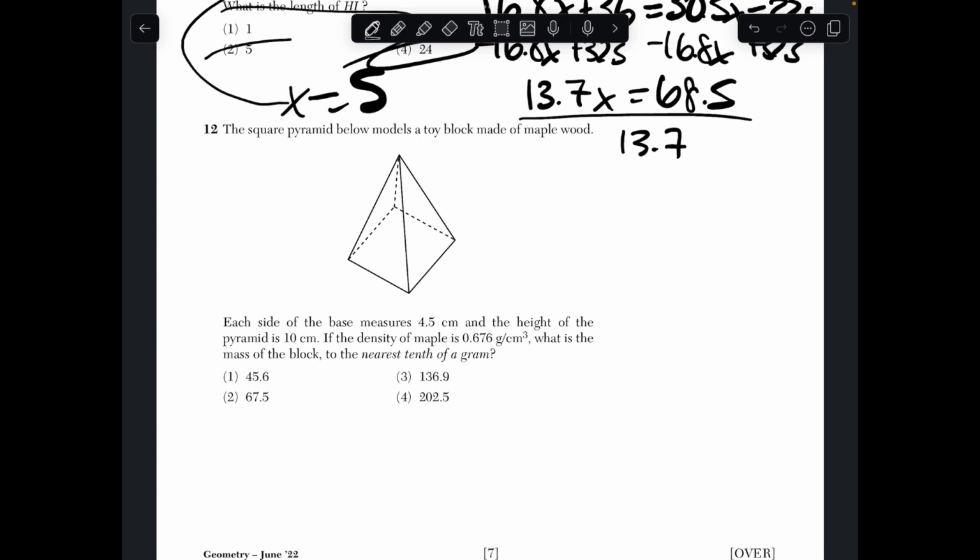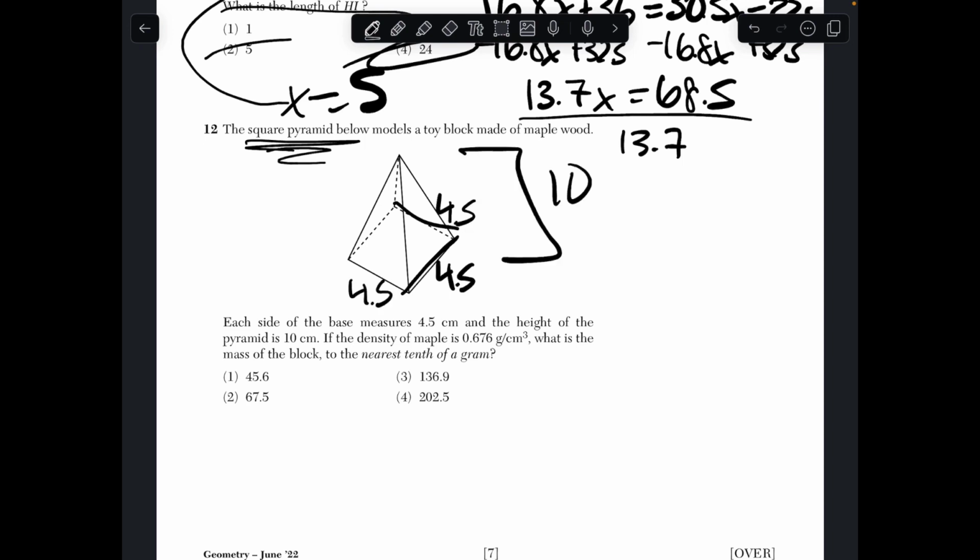The square pyramid below models a toy block made of maple wood. Each side of the base measures 4.5 centimeters, and the height of the pyramid is 10 centimeters. If the density of maple is 0.676 grams per centimeter cubed, what is the mass of the block to the nearest tenth of a gram? Square pyramid. This means each side of the base is equal. So all of this is 4.5. And the height is 10 centimeters.